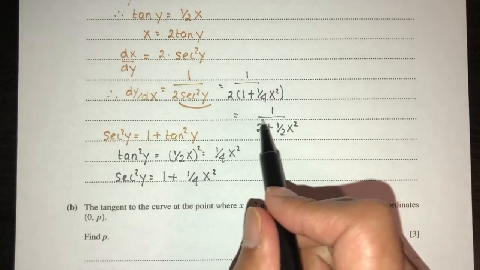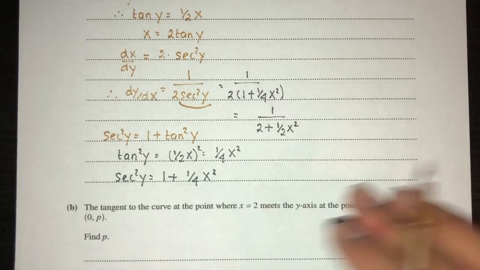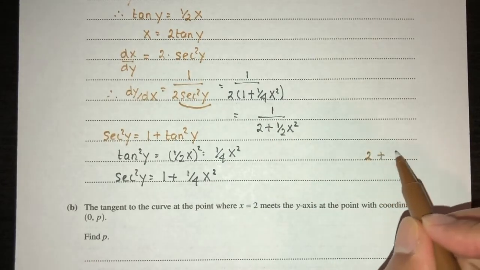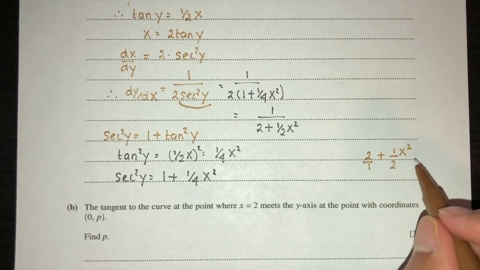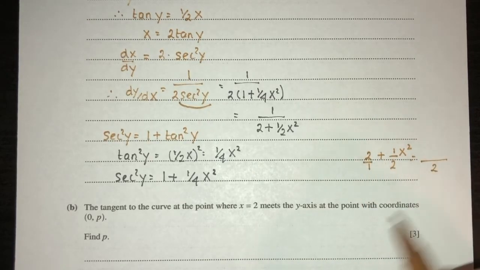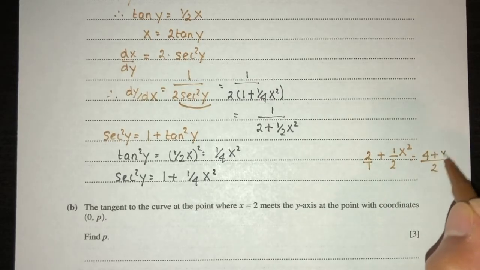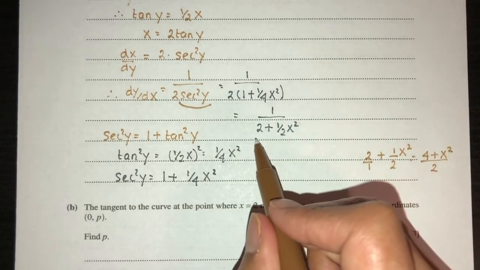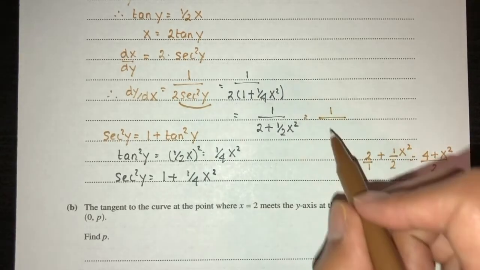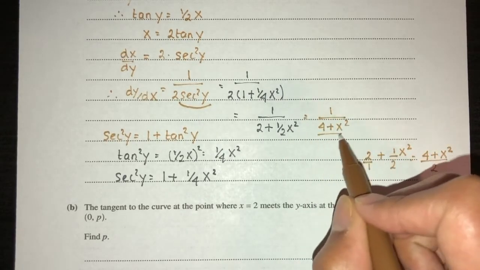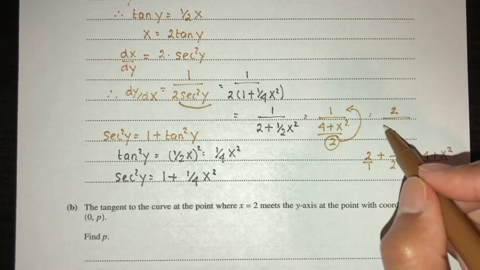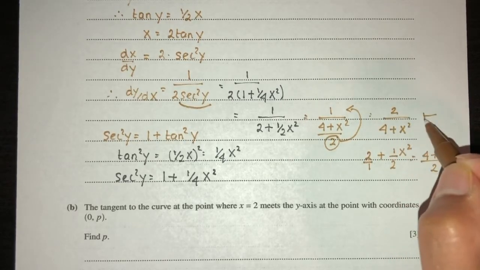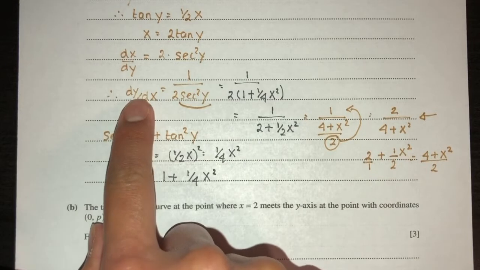Now we can simplify the base first. So let me write this down here. On the base we have 2 plus half x square. What is 2? 2 is just 2 over 1. We have to add two fractions together, so they become the same base of 2, and you will have 4 plus x square. Right now you will have 1 over 4 plus x square over 2. Now, we can send this 2 up, right? You will have 2 over 4 plus x square. So that will be the answer for this one, dy by dx.